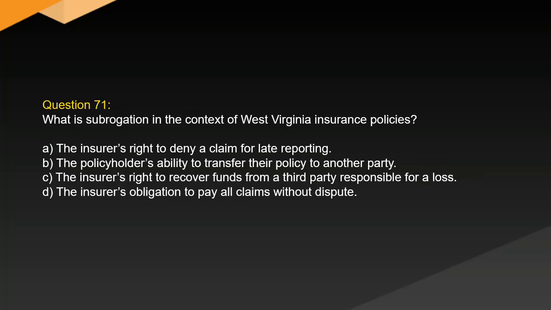Question 71. What is subrogation in the context of West Virginia insurance policies? A. The insurer's right to deny a claim for late reporting. B. The policyholder's ability to transfer their policy to another party. C. The insurer's right to recover funds from a third party responsible for a loss. D. The insurer's obligation to pay all claims without dispute.